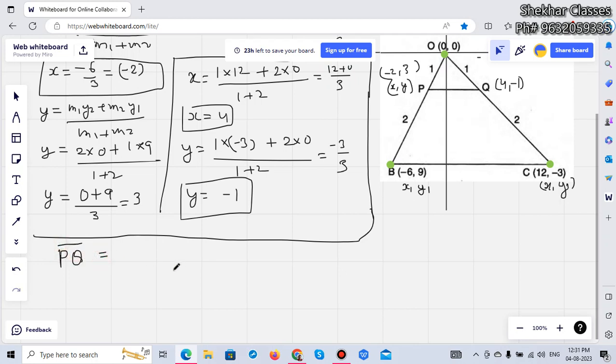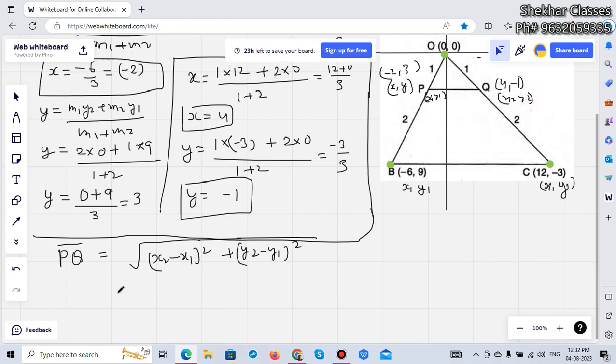PQ length is equal to, we have a formula, under root of (x2 minus x1) the whole square plus (y2 minus y1) the whole square. This is the formula for length. Considering the coordinate of P as x1, y1, and this as x2 and y2 here, you can find the distance.